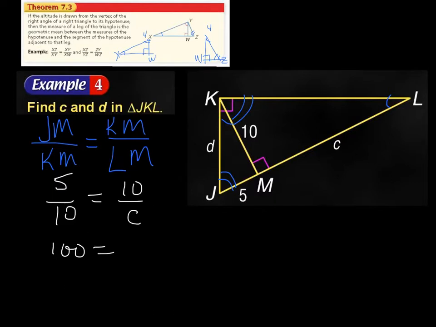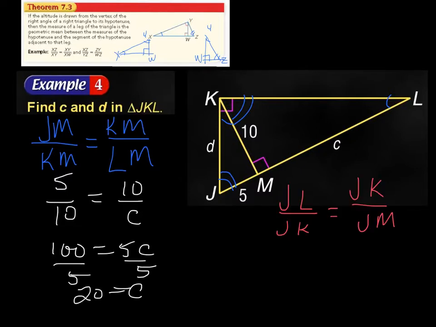So we have 100 equals 5C. So C is 20. To solve for D, we could use theorem 7.3, which says that the measure of the leg, in this case JK, of the triangle is the geometric mean between the measures of the hypotenuse, so JL, and the segment of the hypotenuse adjacent to that leg, so JM.